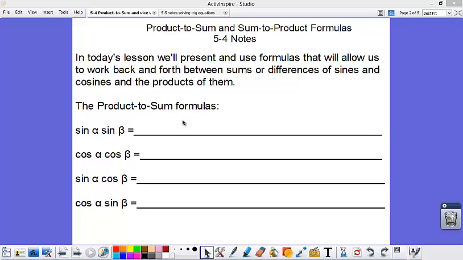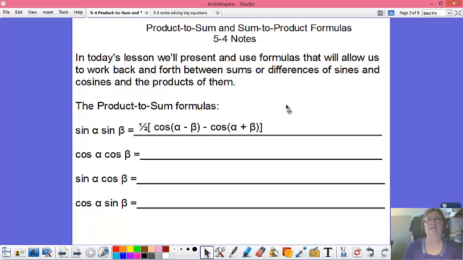Hi, today we're going to be looking at a set of identities that will allow us to switch back and forth between products, which are multiplied expressions, to sums, so additions or subtractions they could be, and vice versa. So to begin with, I want you to copy down these identities, and I will uncover all of them and then have you stop your video and copy.